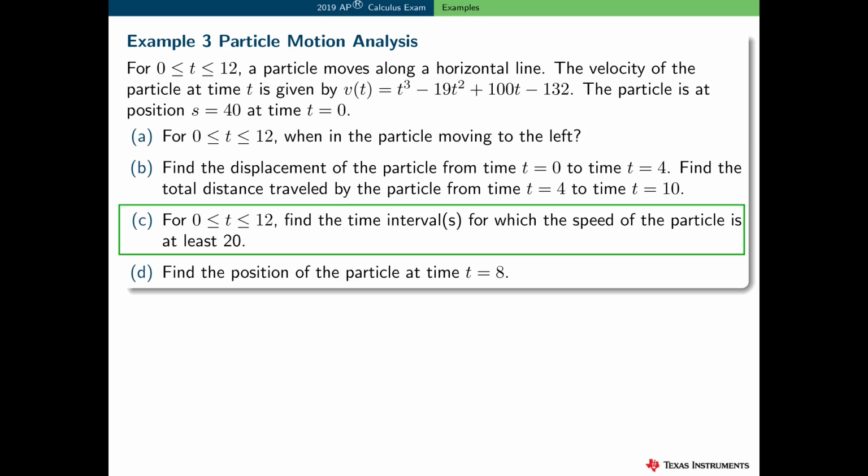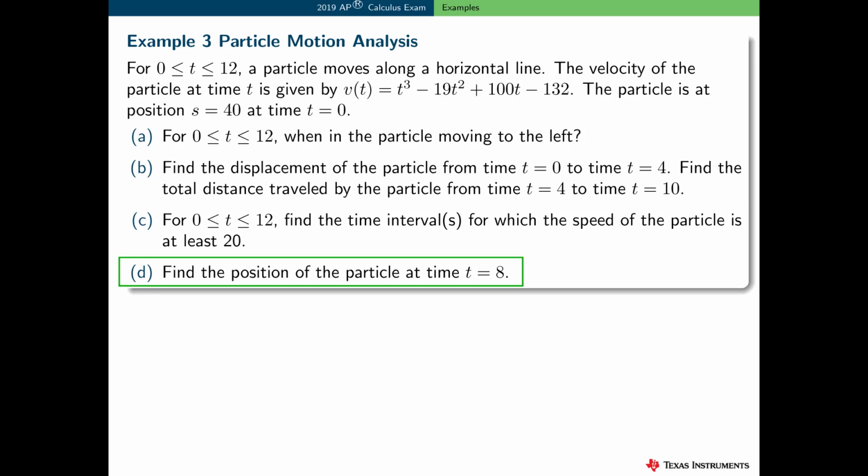Find all the time intervals for which the speed of the particle is at least 20. You might need a little technology help here. And finally, find the position of the particle at time t equals 8.